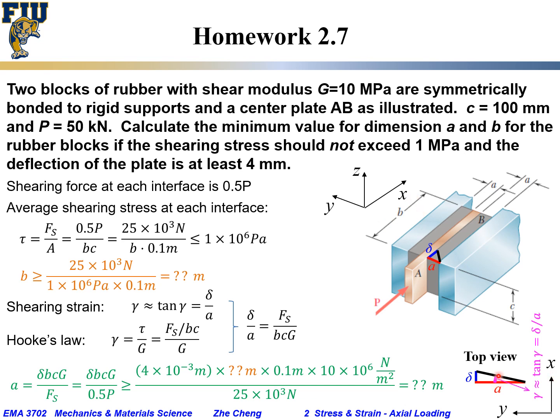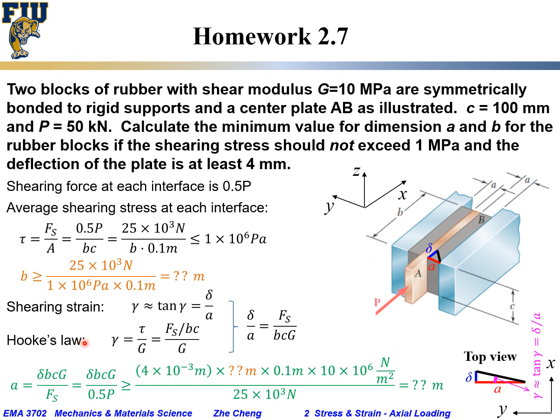And this changing angle, we call it essentially strain. When the angle is very small, the angle is the same as the tangent of that angle, and the tangent is defined as delta in this case over A. Tangent is delta over A. So this gamma is approximately tangent gamma, approximately delta over A. Again, delta is our displacement or deflection for the center AB plate, over A.